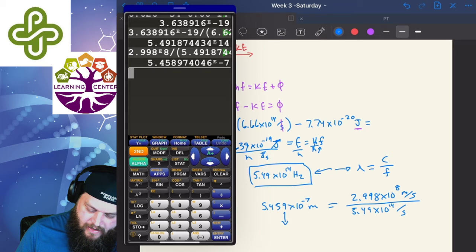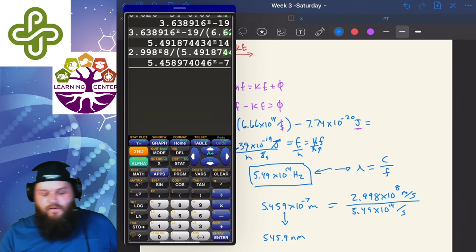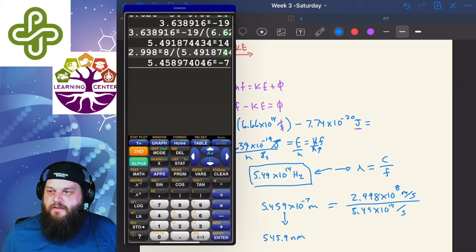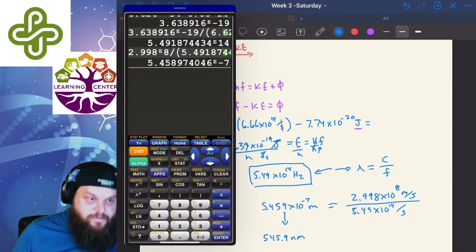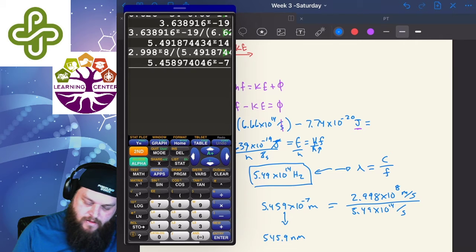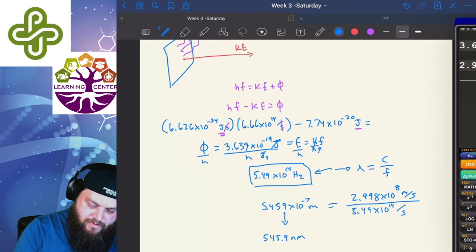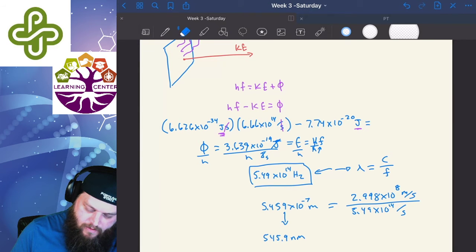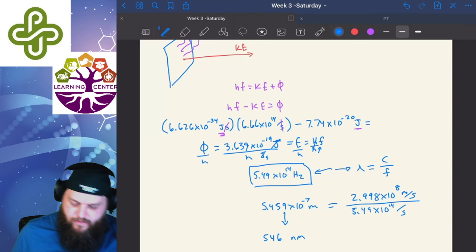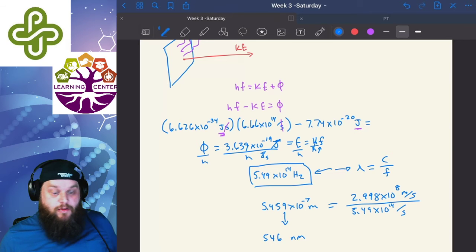Converting that into nanometers, it's going to be 545.9 nanometers. Just dividing it by 10 to the negative 9. Moves that decimal place 2 to the right and turns our units into nanometers. I think we had 3 sig figs too, so technically, gotta watch your sig figs. Well, there we are. 546 nanometers.